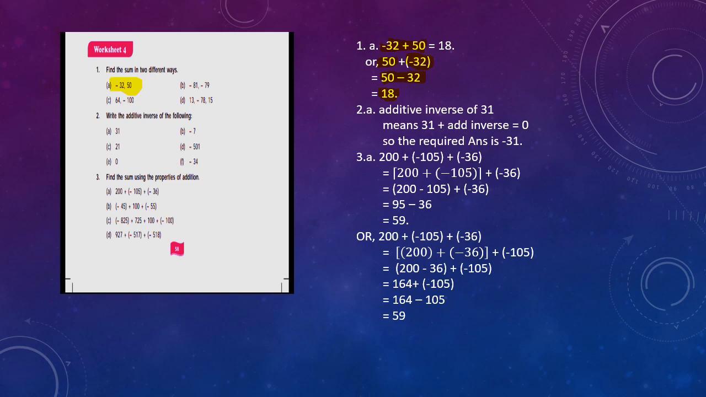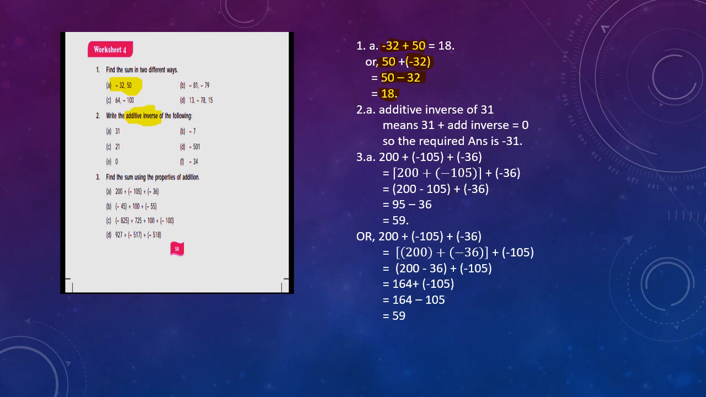Now come to question number 2. Write the additive inverse of the following. What is additive inverse? In the previous videos, I have told you about the additive inverse. Additive inverse means the number which makes the result 0 after adding to the given number. It means the sum of the number and its additive inverse is equal to 0.